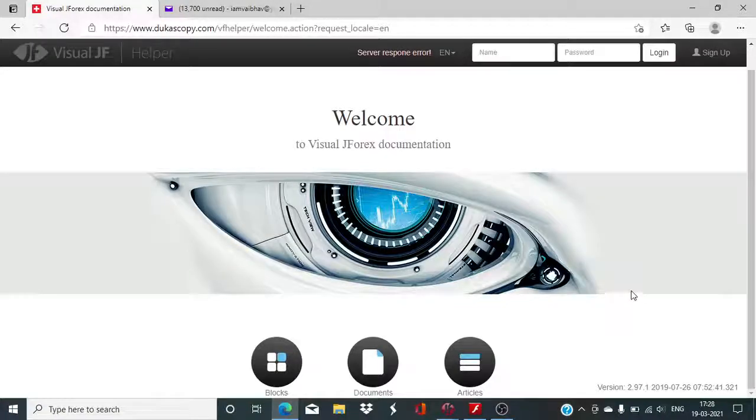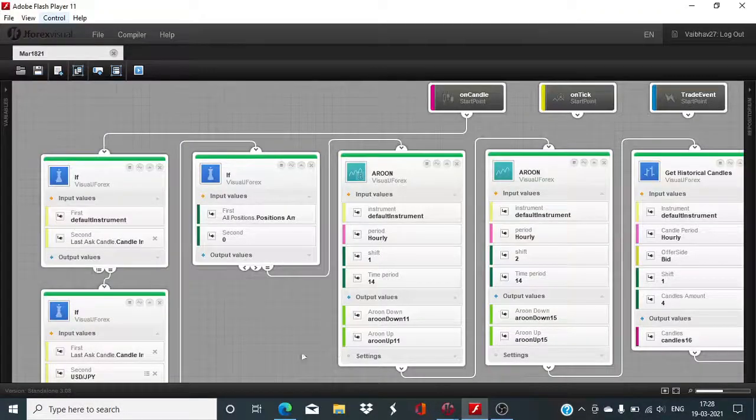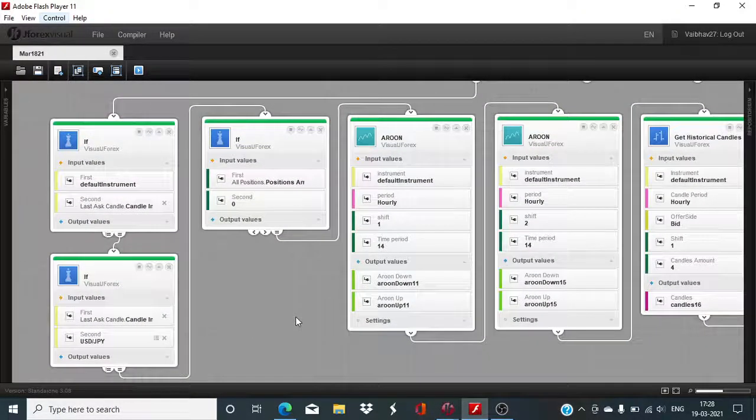Everyone, myself Vaibhav. In today's session of Visual JForex, we are going to continue to work with the indicator named Aroon. This is the second part, and in today's setup, we will try to complete the buy side.